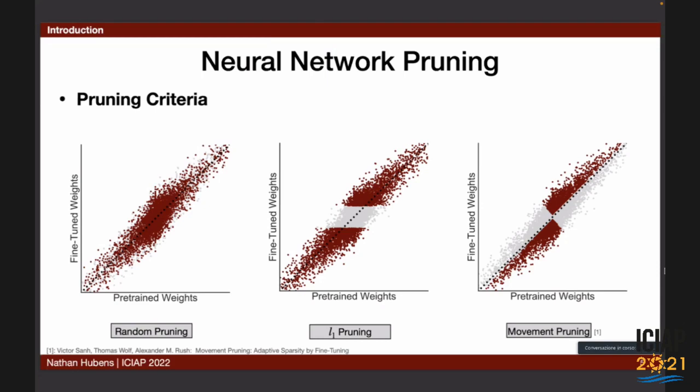But this L1 pruning has shown some limitations, particularly in the case of the fine-tuning regime, which is why movement pruning has been introduced. The movement pruning takes into account more training dynamics because it considers that the weights whose magnitude has increased during the training are more important than those whose magnitude has decreased during the training.